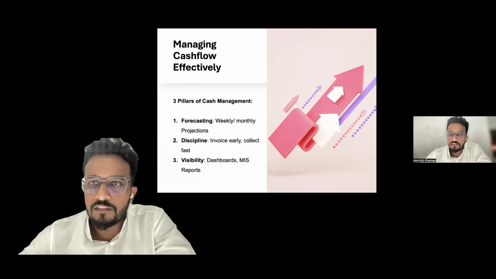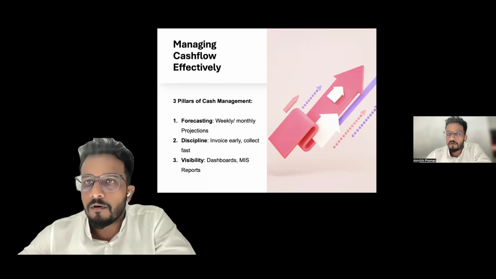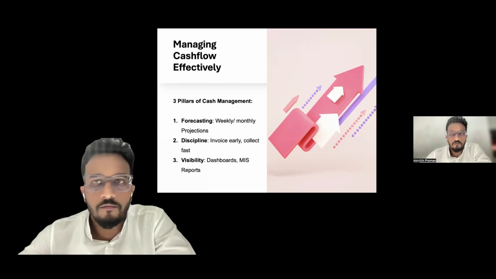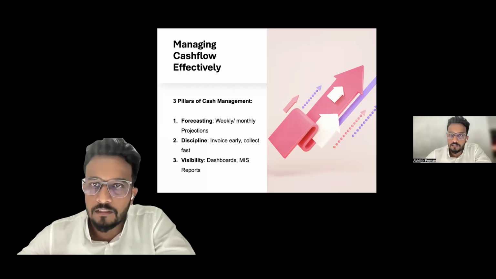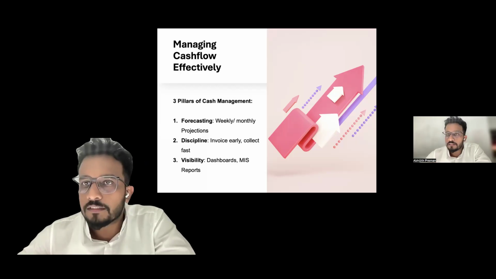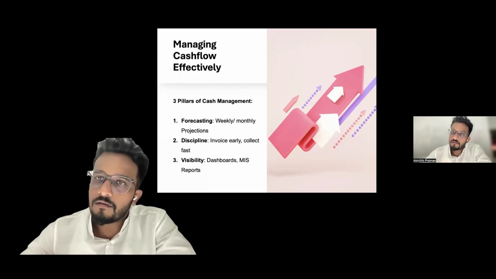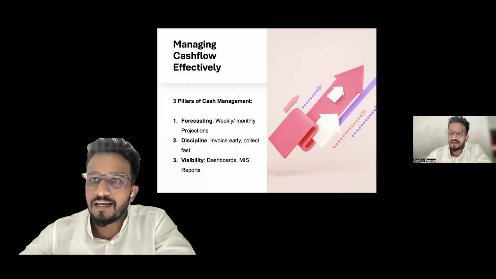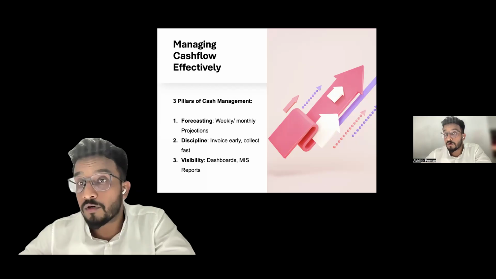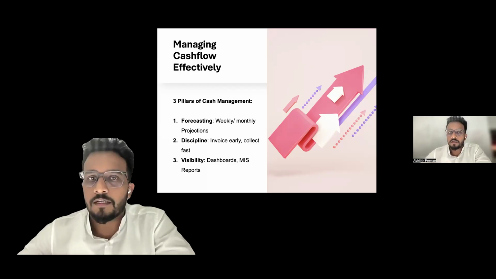Then discipline. Invoice early, collect fast. For example, today is a Friday. Let me take an example of a service office like mine. I'm not working on Saturdays and Sundays; my office is on leave. So if I raise an invoice today, the chance of collecting that amount tomorrow would be high. Maybe my client is working on Saturday, so they will release the payment on Saturday.